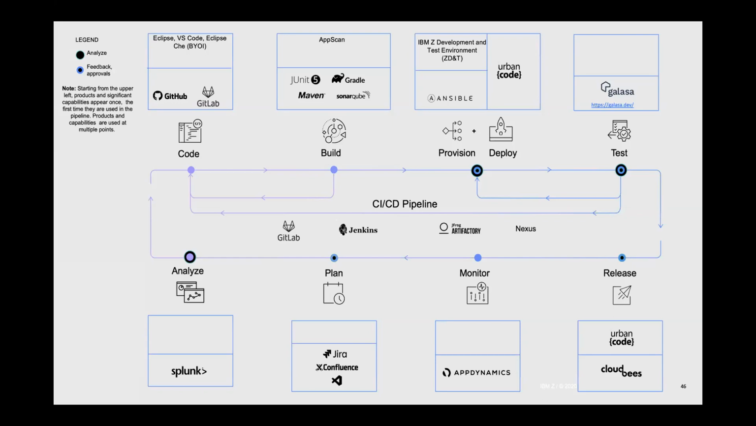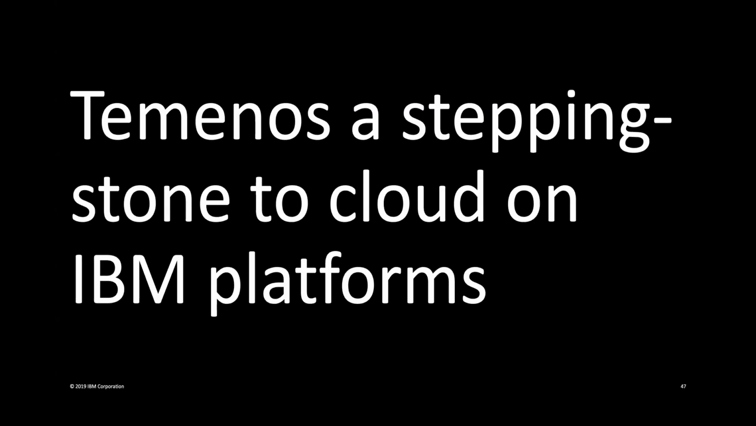As shown here in this slide, there's a loop between code and build, as well as from the code through test and back. And you can see we have the complete open source and the IBM tools, which really fit in from the code, build, provision, deploy, test, analyze, plan, monitor, and release, the complete end-to-end cycle which goes out here.